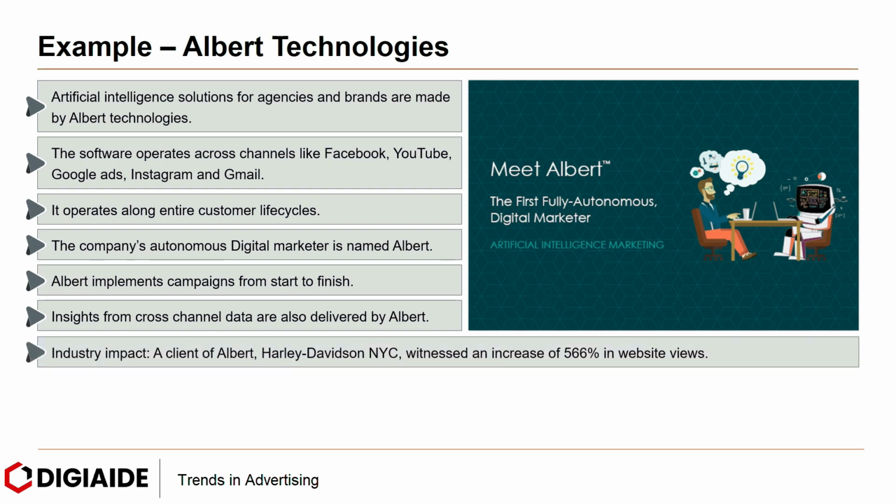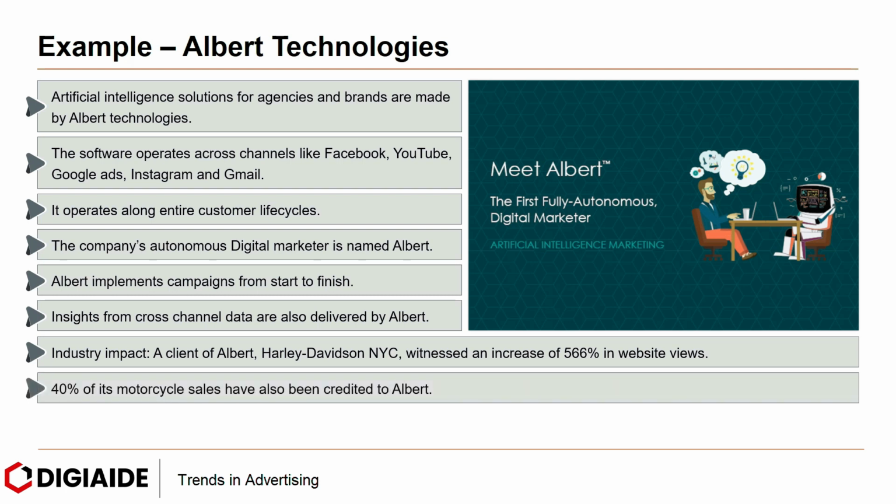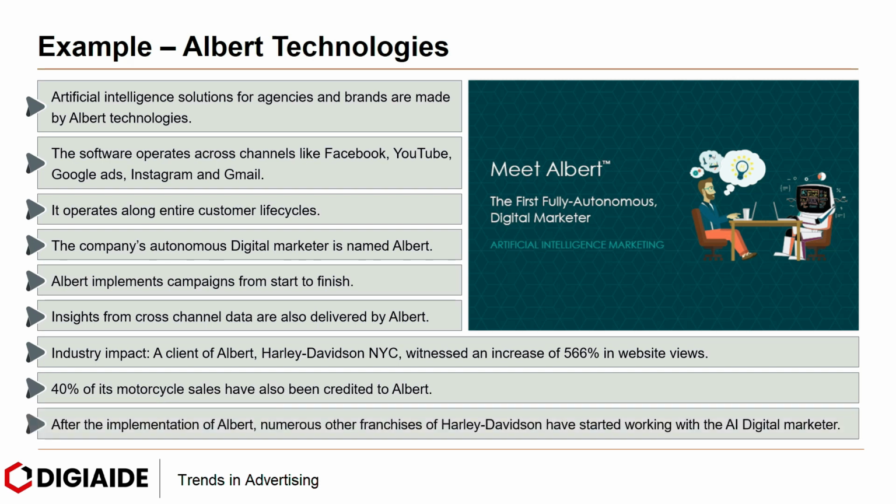Industry impact? A client of Albert, Harley-Davidson, New York, witnessed an increase of 566% in website views. 40% of its motorcycle sales have also been credited to Albert. After the implementation of Albert, numerous other franchises of Harley-Davidson have started working with the AI digital marketer.